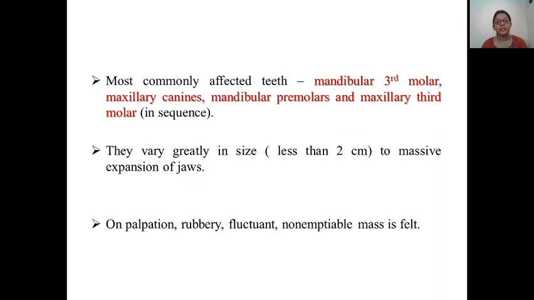Now, the teeth that most commonly remain unerupted are the mandibular third molar, maxillary canines, mandibular premolars and maxillary third molar, in that sequence. They vary greatly in size, from less than 2 cm to massive expansion of the jaws, and they may cause expansion of the jaws as well as divergence of the roots. But on palpation, we feel a rubbery, fluctuant and non-emptiable mass.